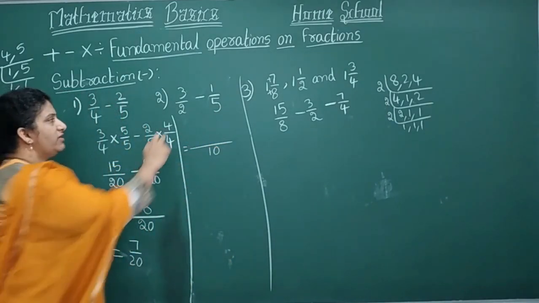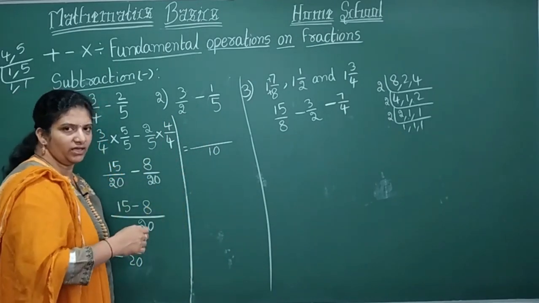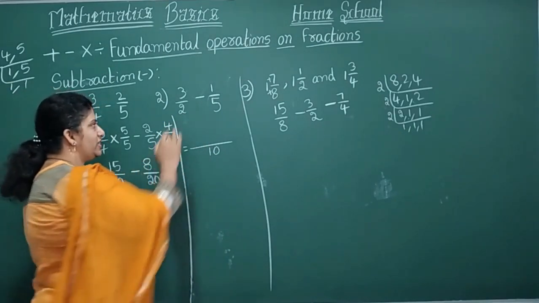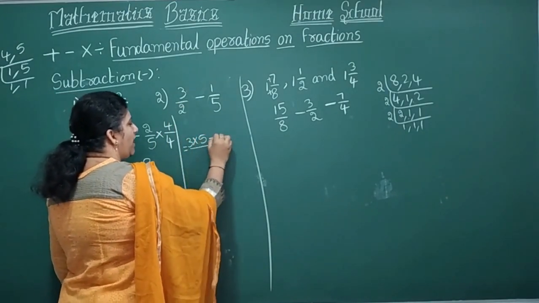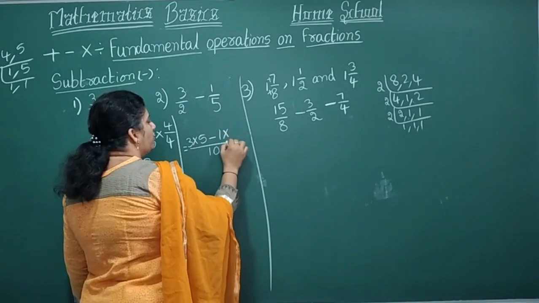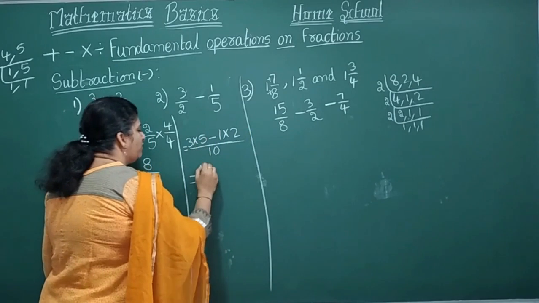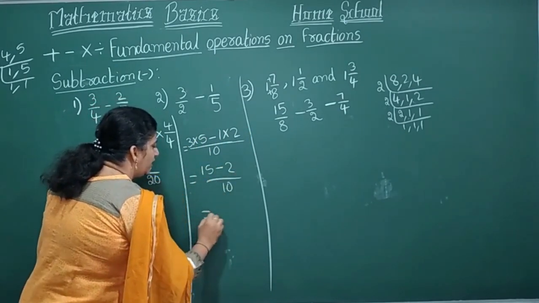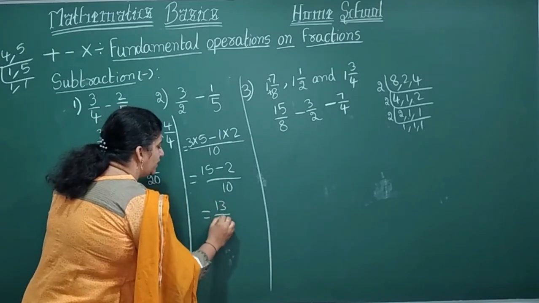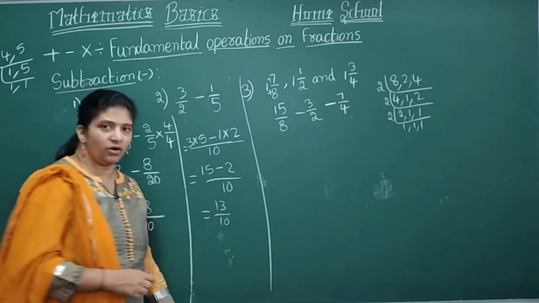Okay. So now in the 2 table, where do you get 10? 2 5s are 10. Same method we have done in addition, only the sign will be changed. So this 5 multiplies 3, minus 1 into the 5 table, where do you get 5 2s are 10. That will be 3 5s are 15 minus 2 by 10. 15 minus 2 will be 13 by 10 is your answer. So let's shift to the third problem.